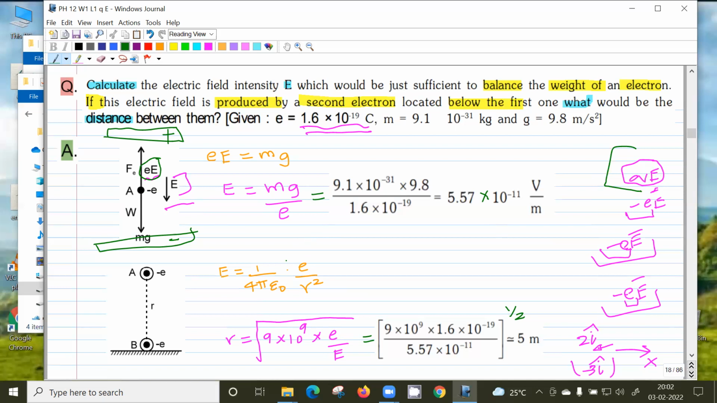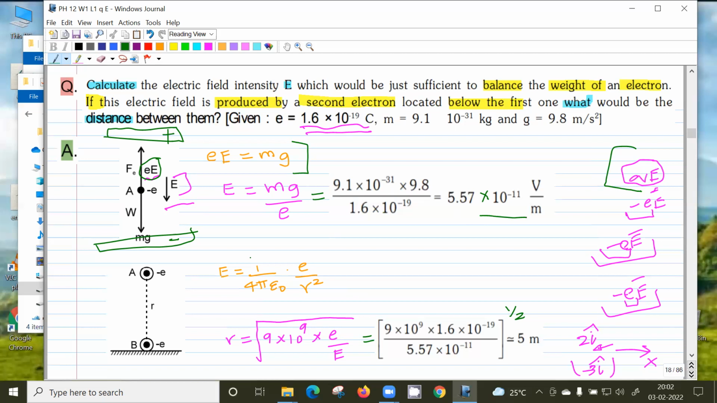Okay, so now you can write this force balance equation. The electrostatic force eE should balance this weight, mg. So from this I can get the electric field as this. The values are given. Mass of the electron is this, g is 9.8, so we'll get this answer.